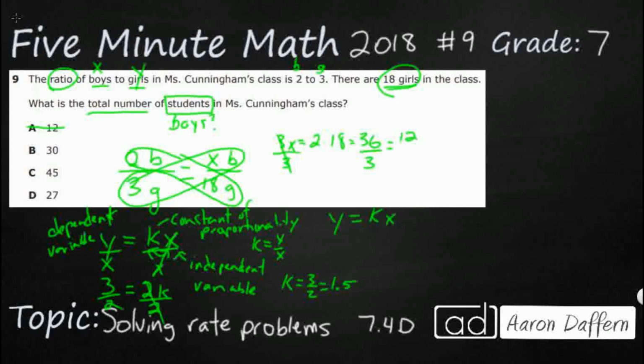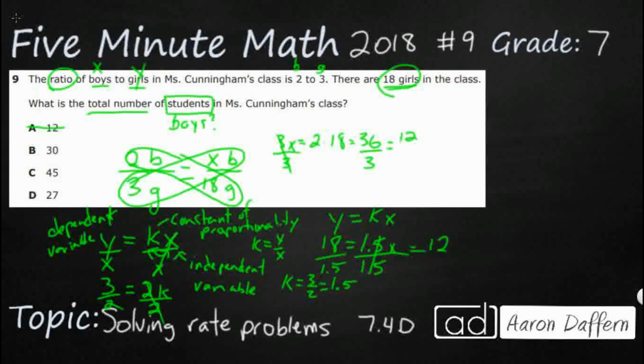And then you can say, well, if there's 18 girls, that means I multiplied my k, 1.5, times my x, which is the number of boys I need. How do I get that x on itself? Well, we just divide both sides by 1.5. So what I need to do here is I need to do a little bit of long division. 18 divided by 1.5, but you'll get the same thing. You're going to get 12.